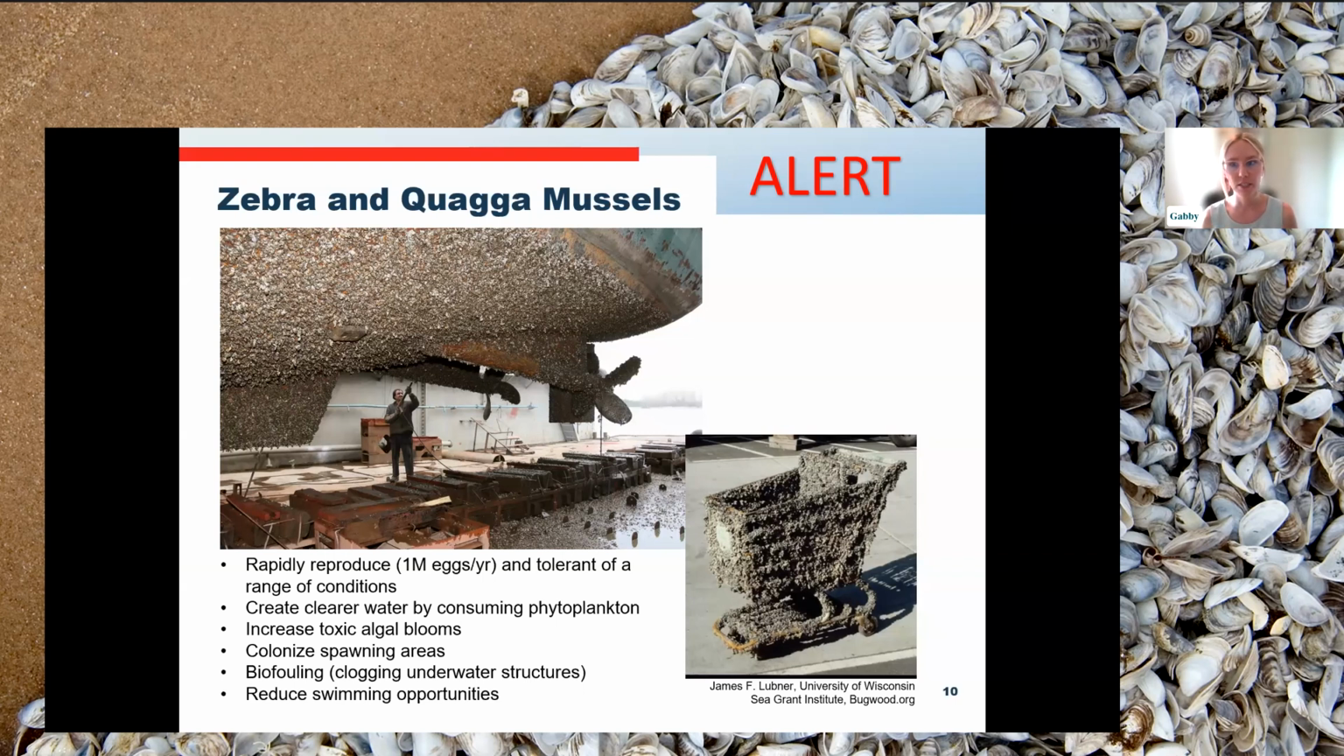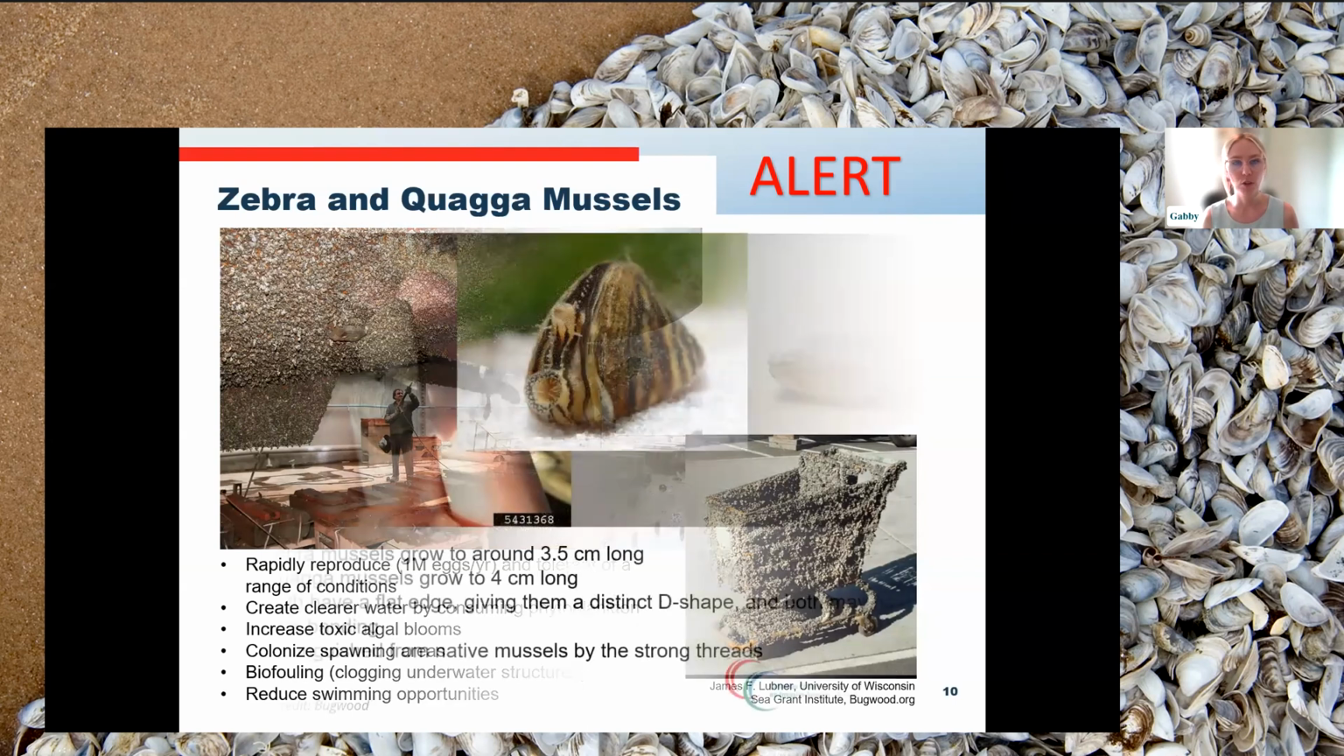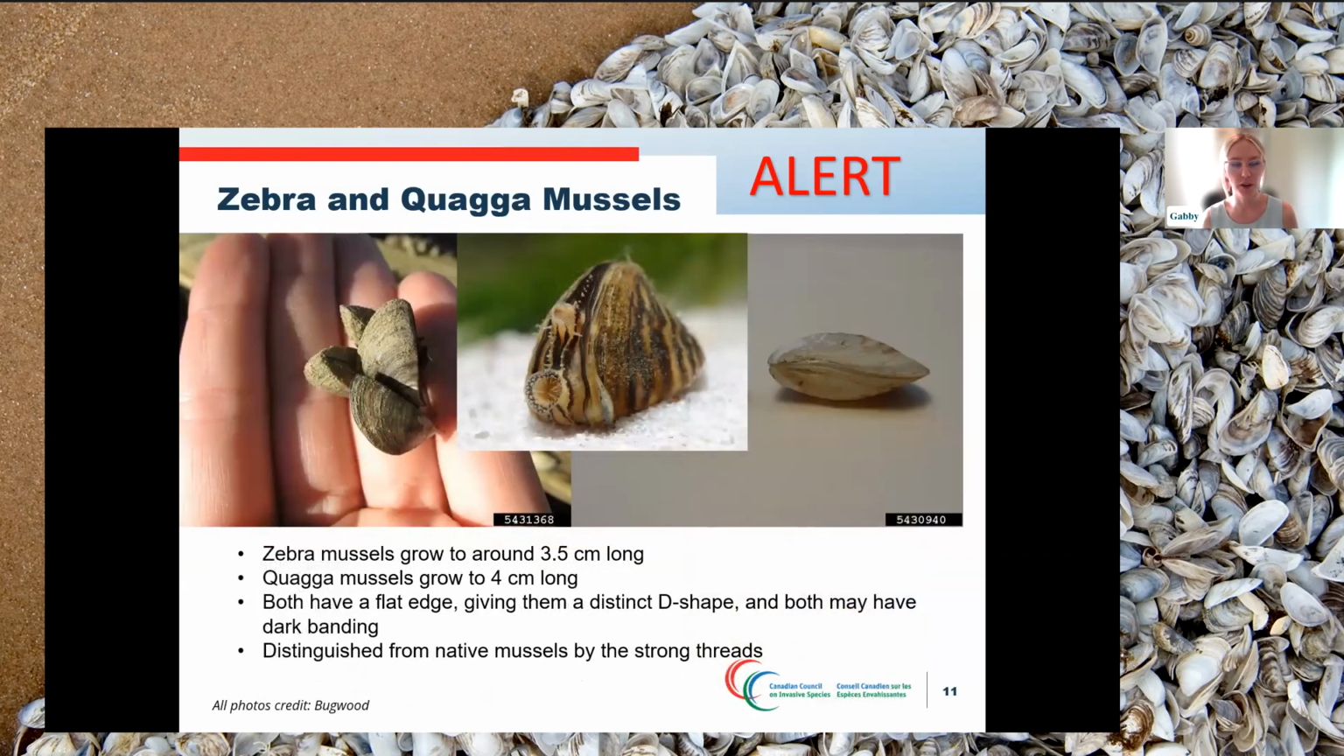And as far as identification, they can have a variety of different striping, but you often do see the striping. Sometimes it's a bit more obvious than others. They're similar in size. Zebra mussels are about 3.5 centimeters long, whereas quagga mussels are about 4 centimeters long. They both have a flat edge, which gives them a sort of D shape. And they both have dark banding as mentioned. One way to tell is if you set them up, they won't fall over, which a native mussel doesn't, as it doesn't have that flat surface to sit on.